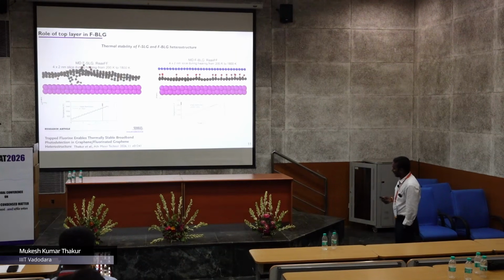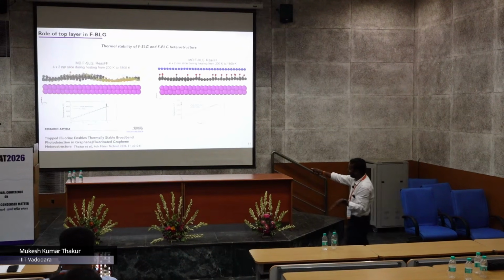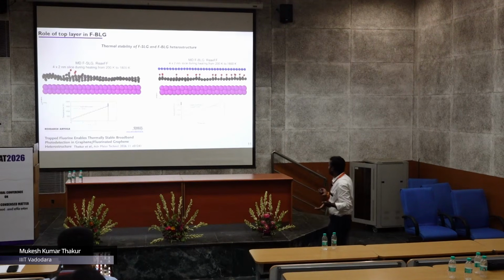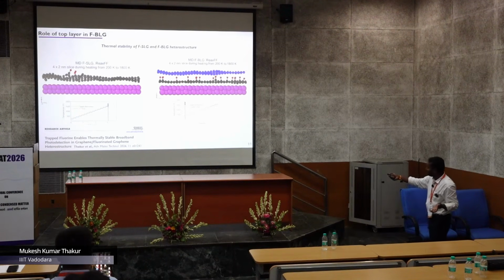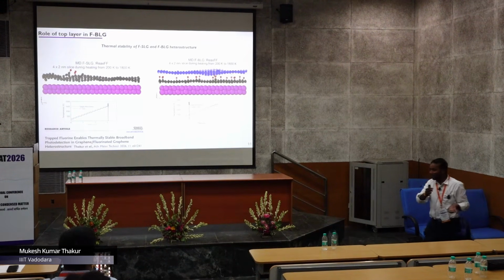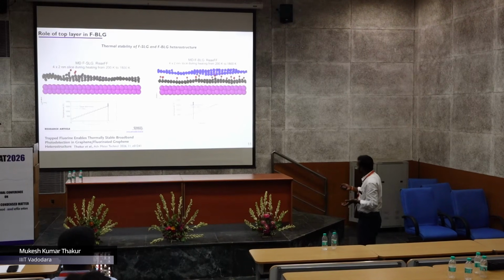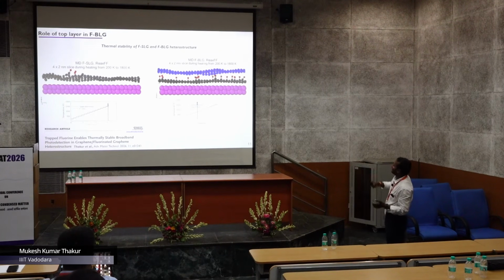So it's not stable, and there is no protection, right? The fluorine can go anywhere. But in the bilayer system, you see, we are not allowing the fluorine to leave the graphene surface. So now it will go and probably attach on the top.